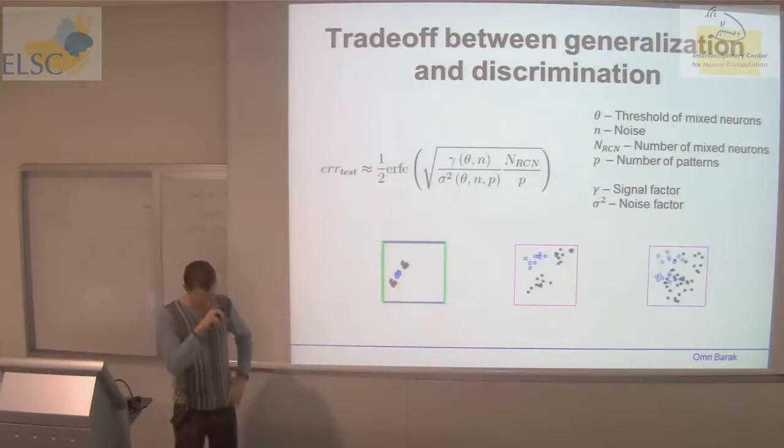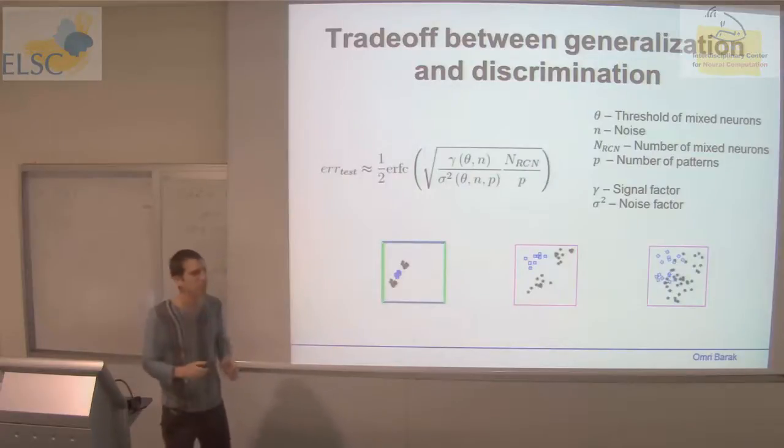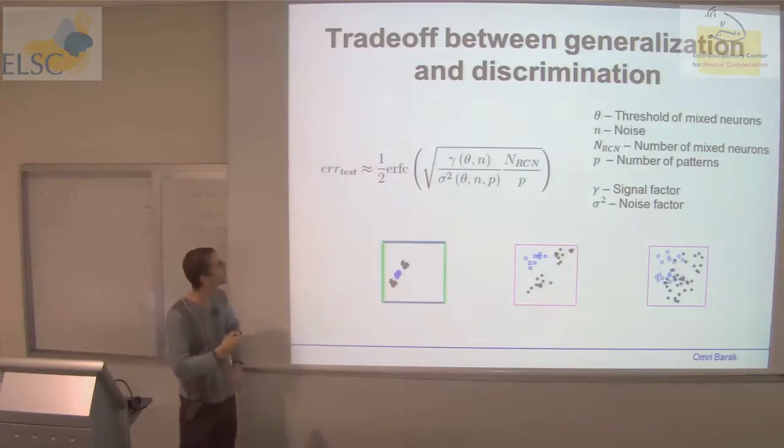And the result of this analysis is a formula that estimates the classification error, or the test error, of such a classifier. And what it basically has is two components: a signal component and a noise component. And again, the noise is very important here. So the intuition is this.